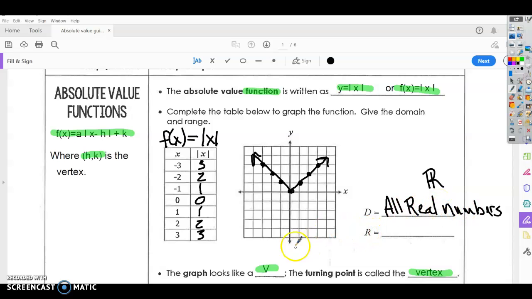All right, the range is your y's. If you look, the range is everything above the x-axis. Well, and that would include 0. So your range is your y's, so it's all y's greater than or equal to 0. All right, pause the video if you need to. Make sure you get all your notes taken, and then we're going to move on.